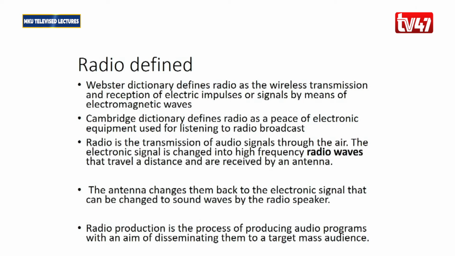When this carrier wave, together with the radio signal that it is carrying, finds the radio antenna, the antenna usually separates the carrier wave, leaving it in the atmosphere, then picks the radio signal. So the radio signal goes through to the radio set, which is now able to transduce or change that electrical radio signal into sounds that we can listen to from the radio speakers.